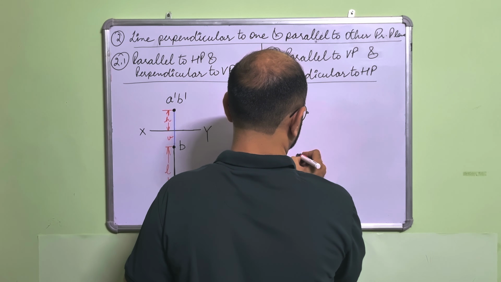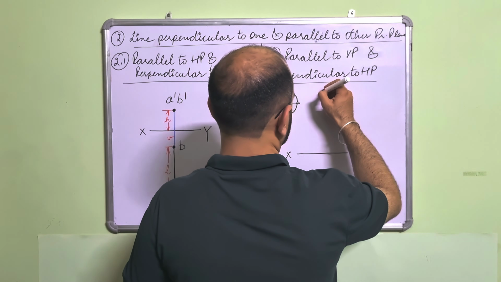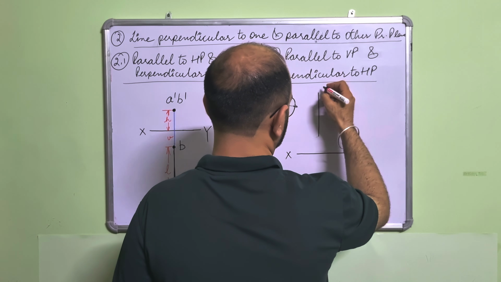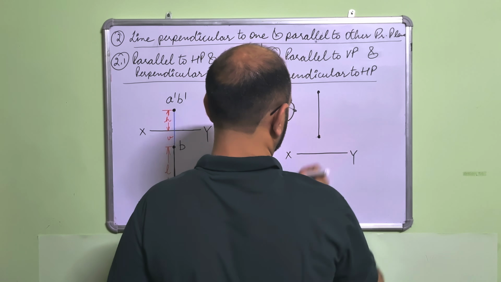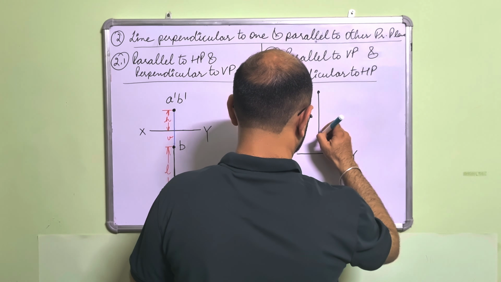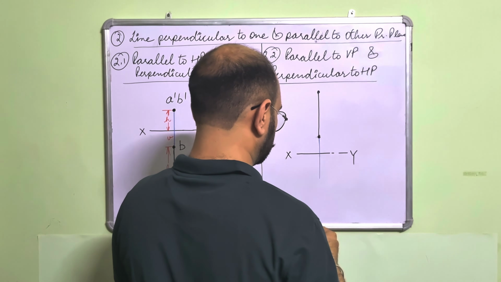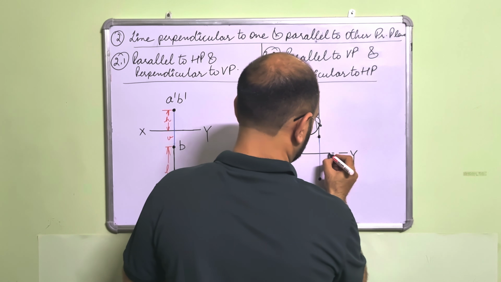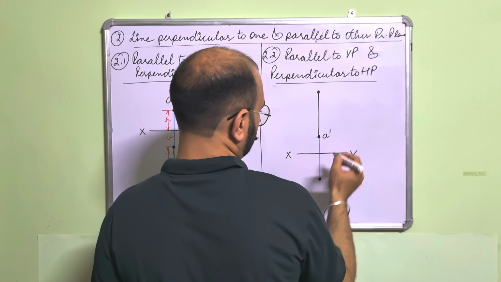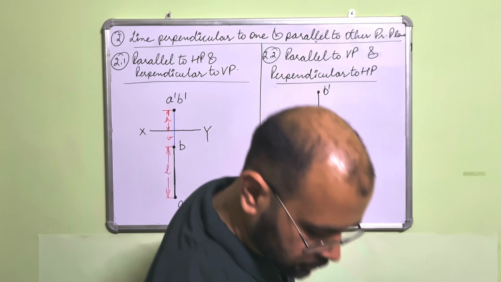Let us draw. We'll draw the front view first. So the XY line. Let's draw the front view. Let us say this is the front view. Let us draw the projection line. Let us say this is the projection line. Suppose this is A and this is B, so the front view will be A dash and B dash.